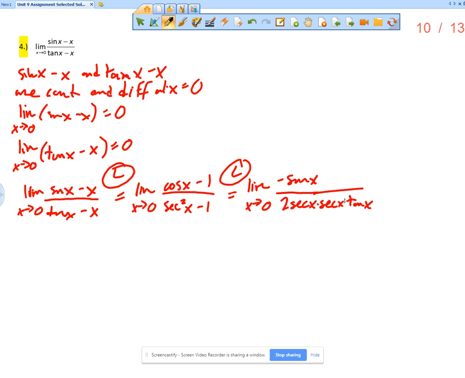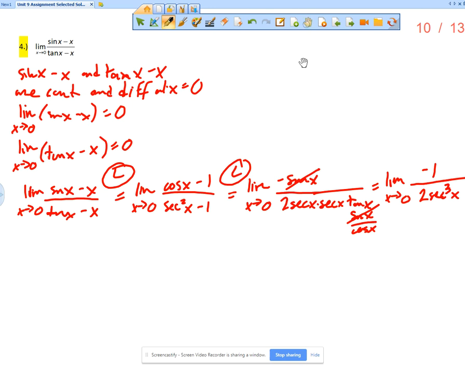So what we want to do is realize that tangent is sine x over cosine x. And so the sine x's would reduce, leaving me with the limit as x approaches 0 of negative 1 over 2 secant x times 1 over cosine, which is another secant. So I'd have 2 secant cubed of x.